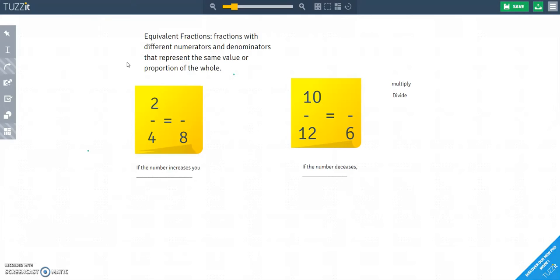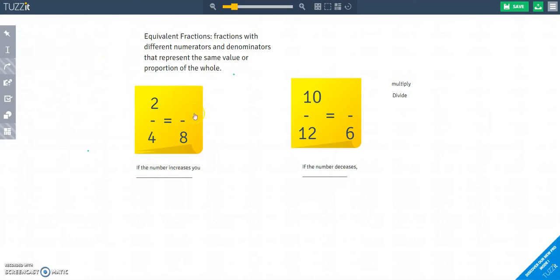So just at the top here quickly, I want to remind us that equivalent fractions are fractions with different numerators and denominators that represent the same value or portion of the whole. Now, if you recall, we saw this when we modeled using number lines and we used bar graphs. And we even used box graphs to show this. And that's, again, going to be something we're going to go back over tomorrow.